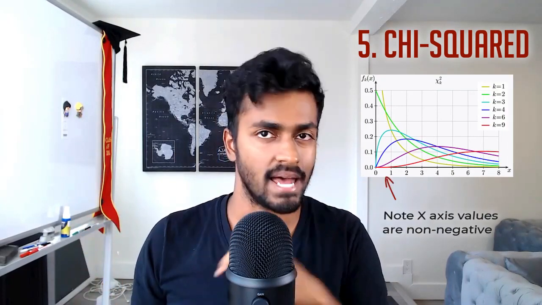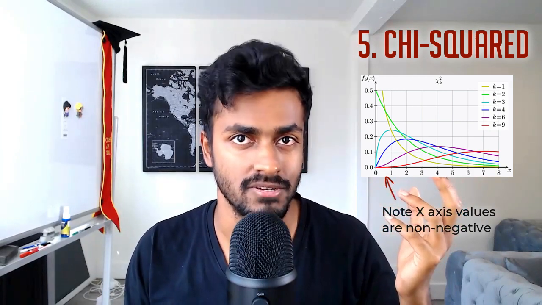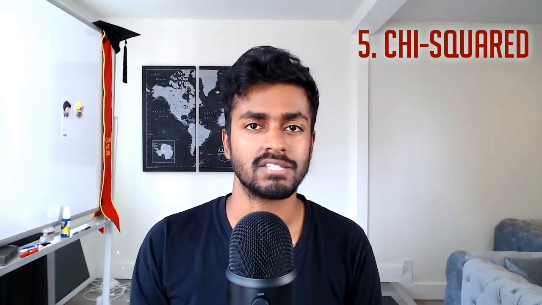And the final distribution that is super useful to know is the chi-square distribution. Now for this distribution, if we were to take a normal distribution, sample from it, square each of those values, and then plot another distribution, that distribution would more likely follow a chi-squared distribution. This is really useful in the machine learning context for feature selection.